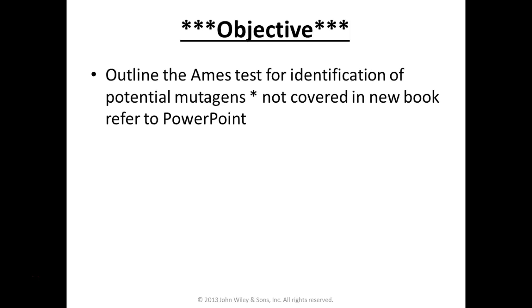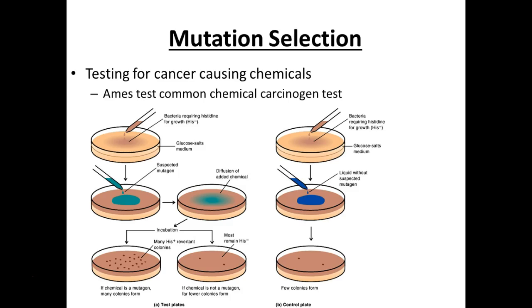So the Ames test, which isn't covered in your book, unfortunately, is a test that's designed to study whether a particular chemical is a mutagen, if it'll change DNA, and therefore be a potential carcinogen, a cancer-causing agent. So they work with a particular strain of Salmonella that has a mutation. It can't make histidine.